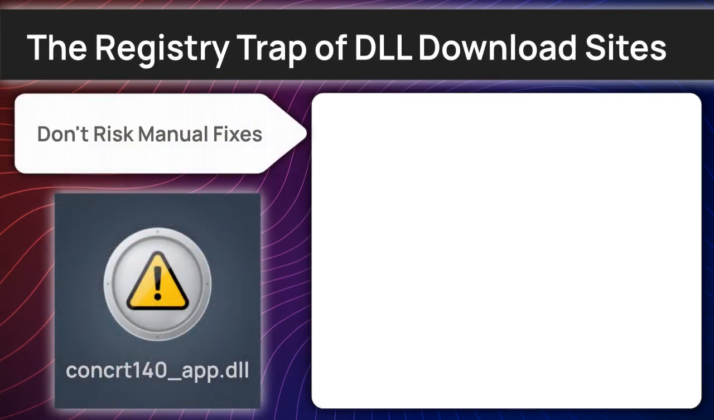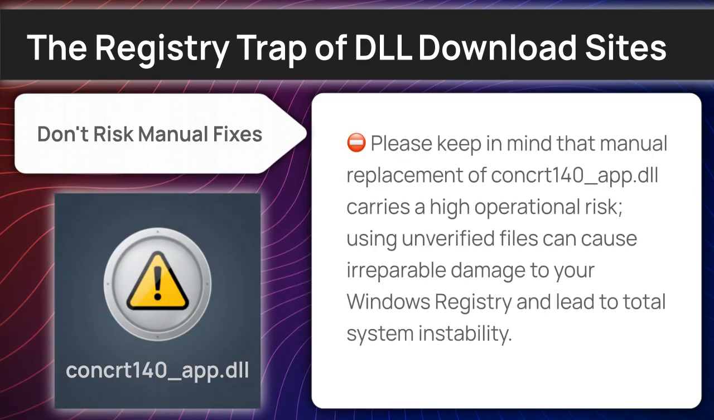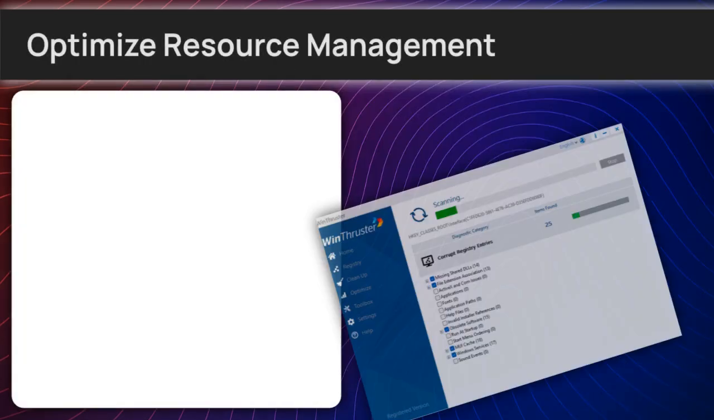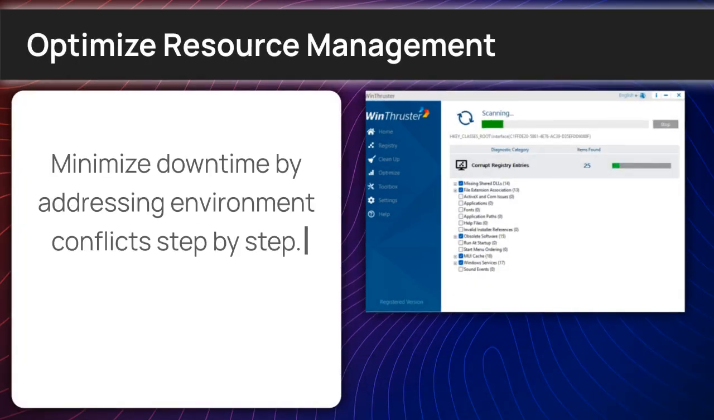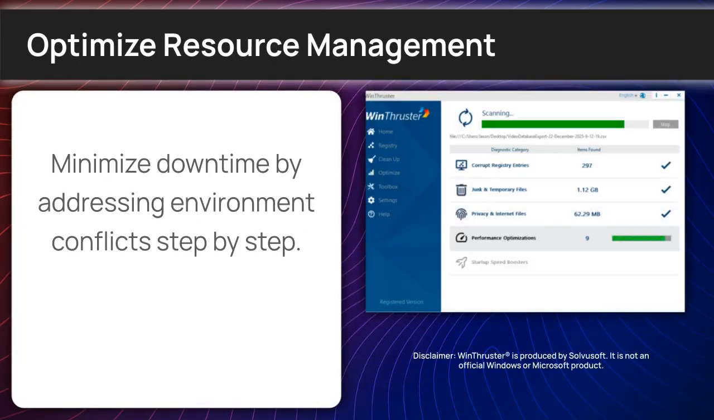Let's look at a key safety rule that will keep your PC protected while we address this error. Keep in mind that the Concurrency Runtime 140 app DLL must be properly registered with the Windows registry. Simply dragging and dropping the file into a folder rarely fixes the root cause of the error. To ensure your environment stays properly configured, a professional diagnostic can help verify that your library references remain intact.